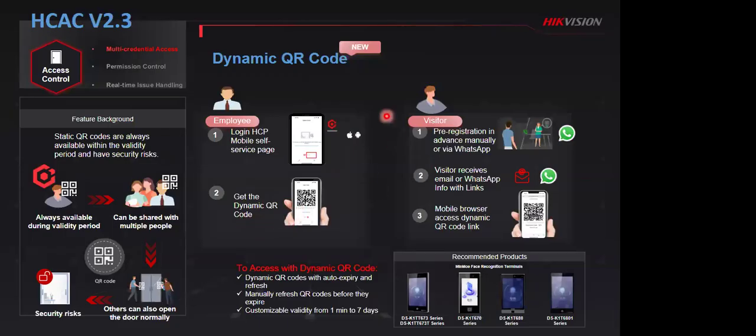Dynamic means the QR code is never the same, which means from a security aspect, it's pretty well done. You can customize that to maybe work for 1 minute, or the QR code needs to work for 7 days. So it depends on your application.